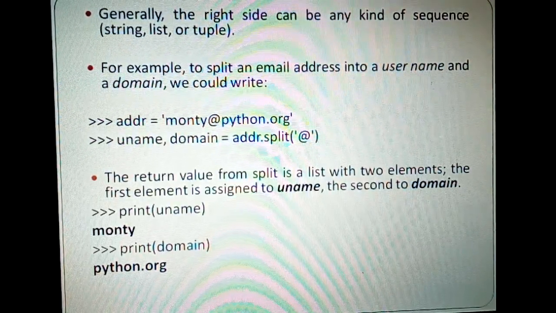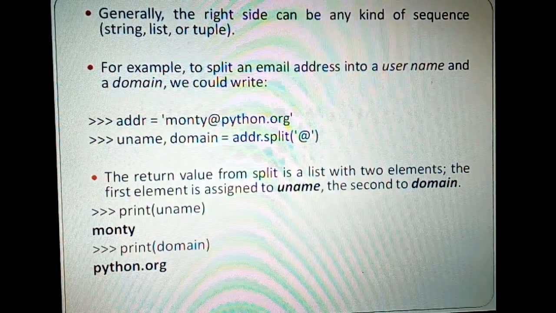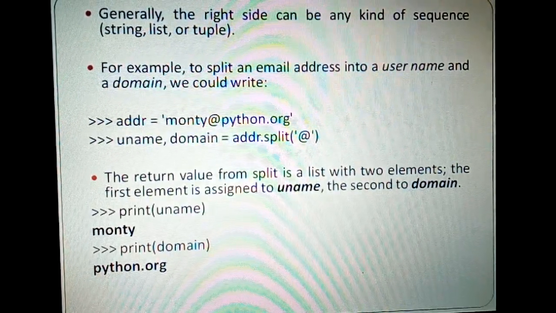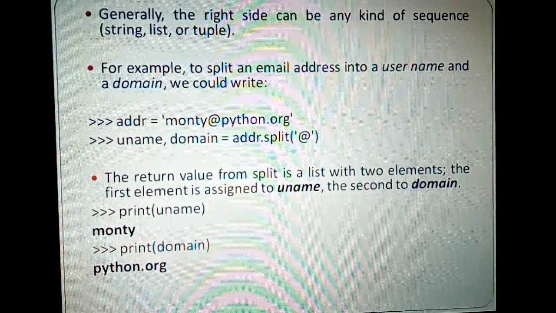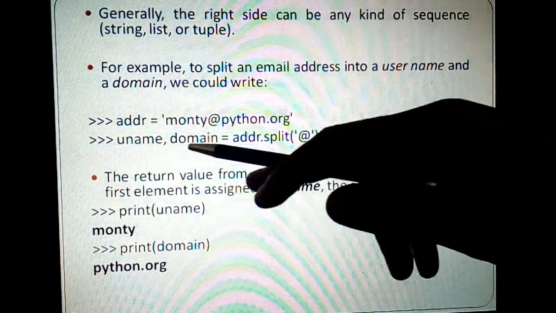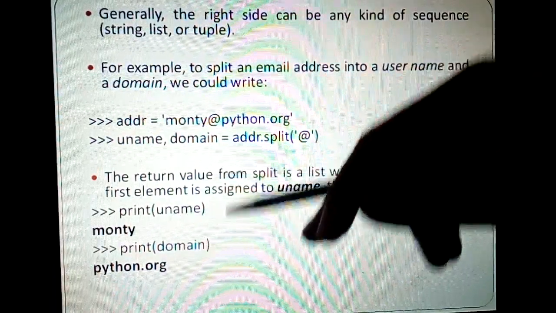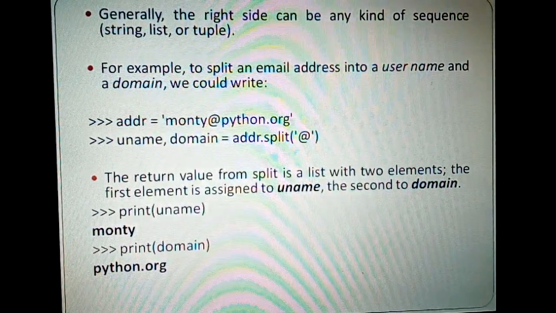So this is how you can make use of this for further processing whenever it comes to strings, and there is an instance where you want to segregate the string. So here, if you print uname, you get monty, and so on. We can check it out with the help of code as well.